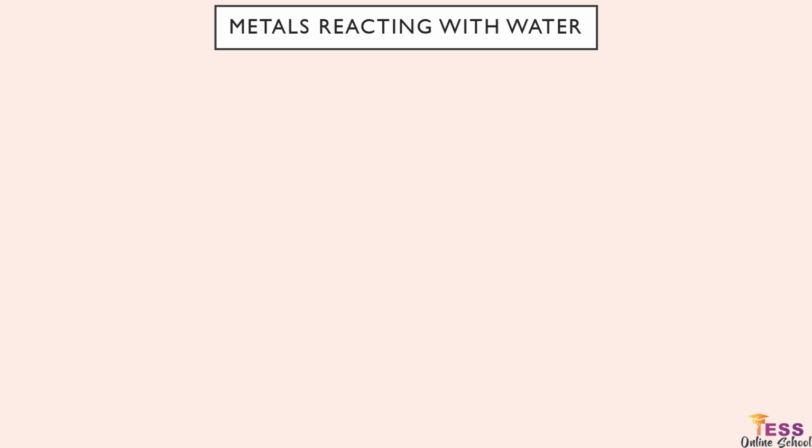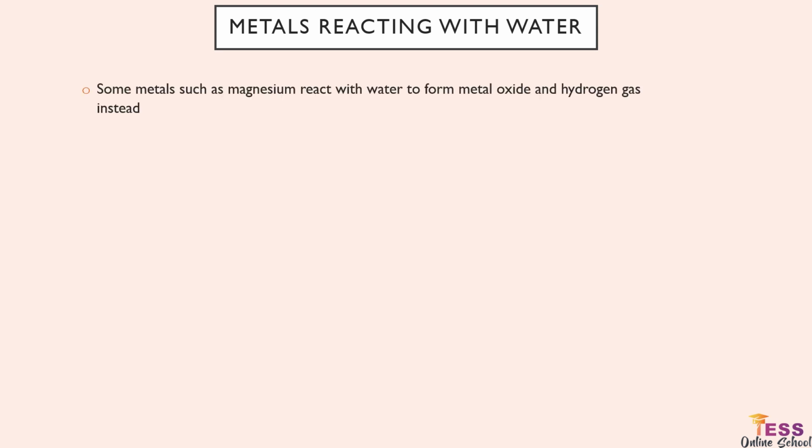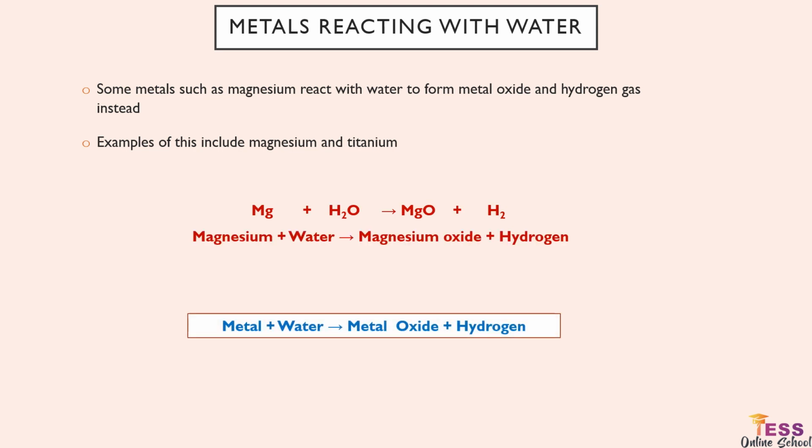Some metals, like magnesium, react with water to form metal oxides and hydrogen gas as their products. For example, magnesium reacts with water to produce magnesium oxide and hydrogen gas. A general equation of this is metal plus water produces metal oxide plus hydrogen.